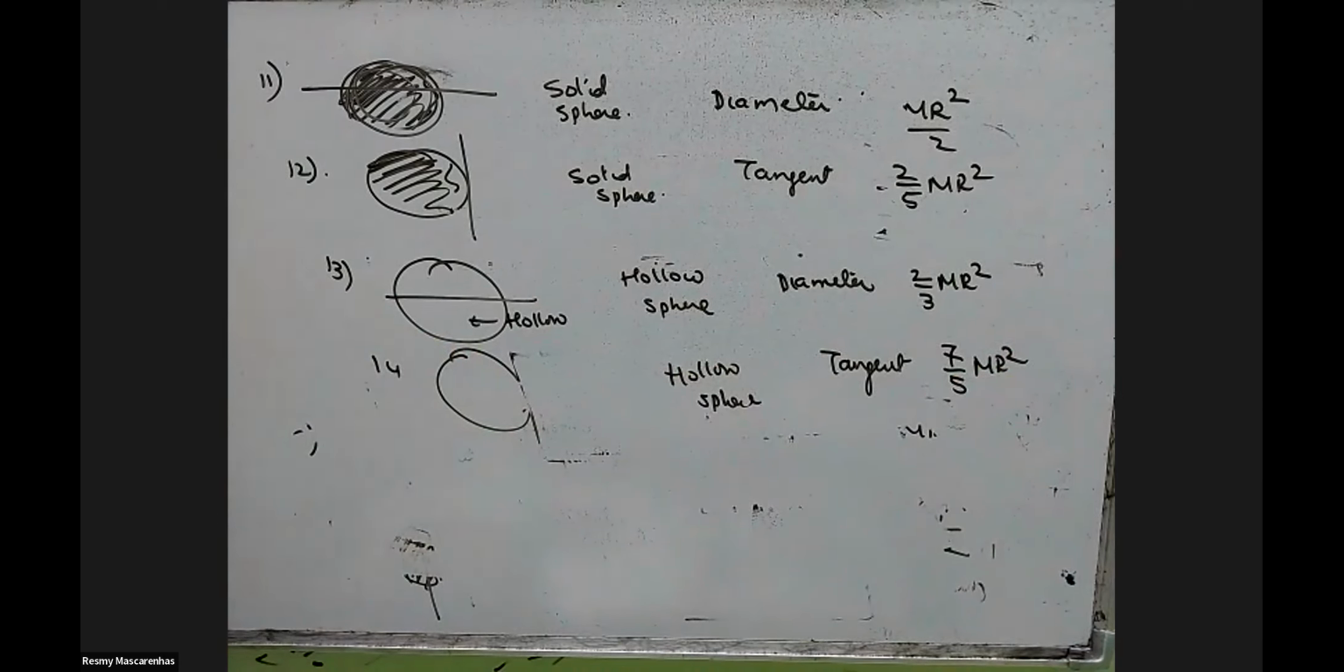So this means I'm just trying to tell you that various bodies will have various moments of inertia based on where your axis is. Various shapes have different moments of inertia.